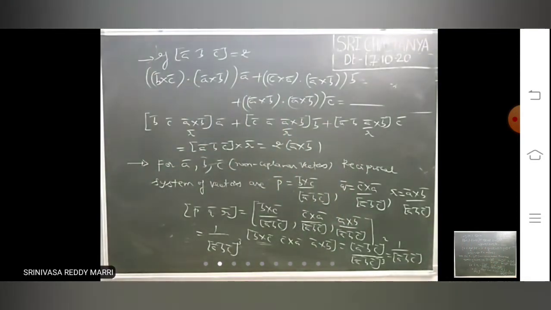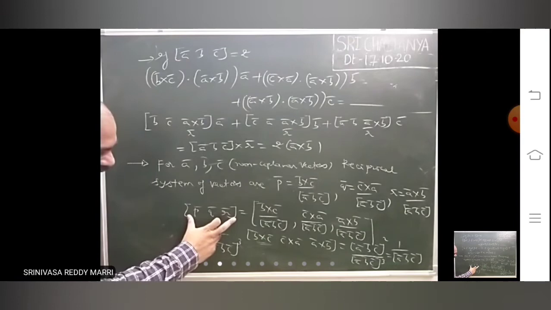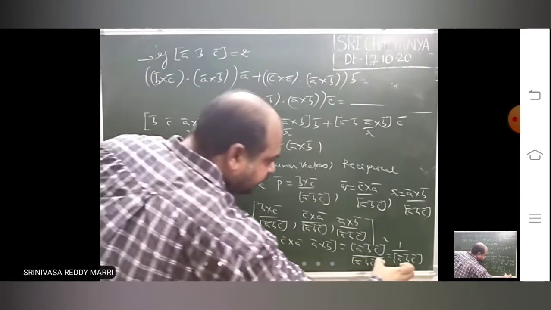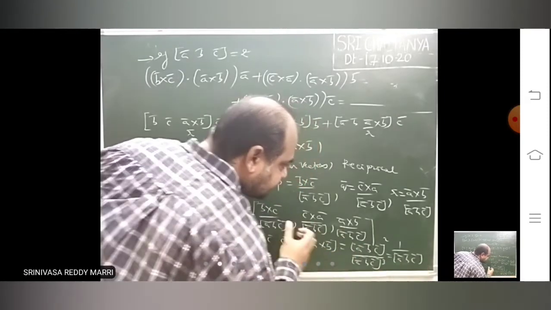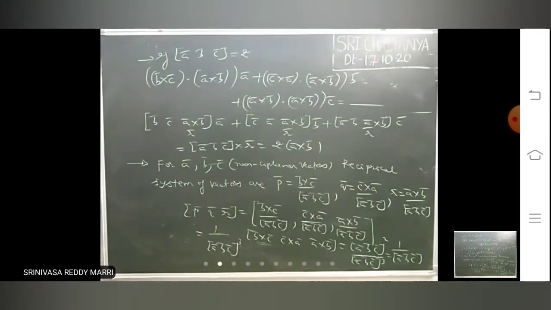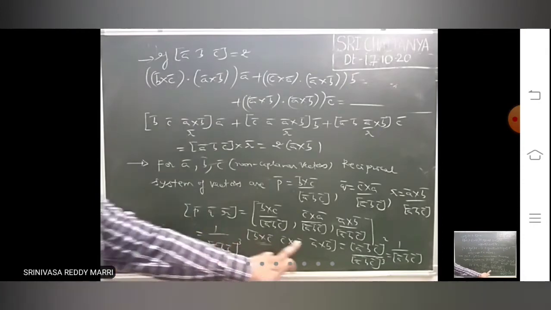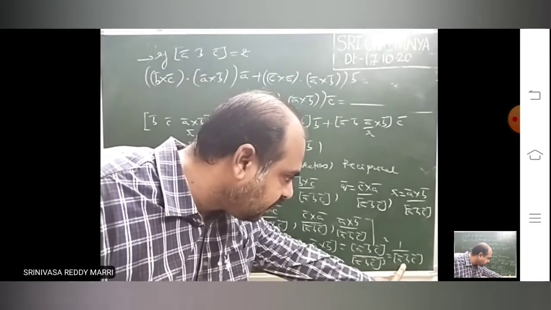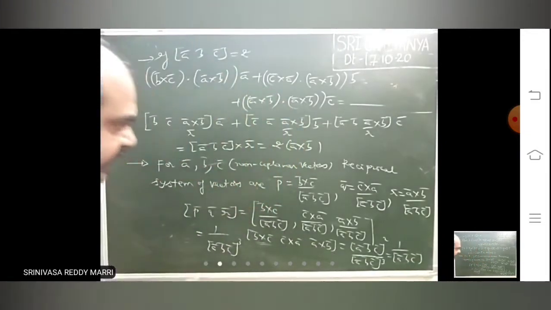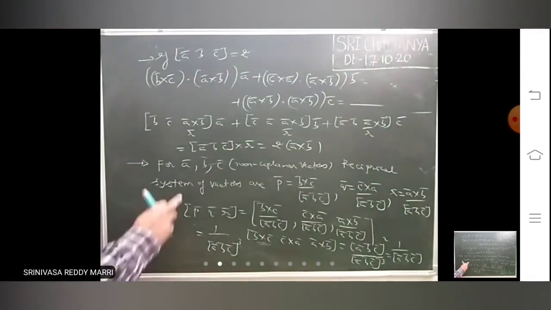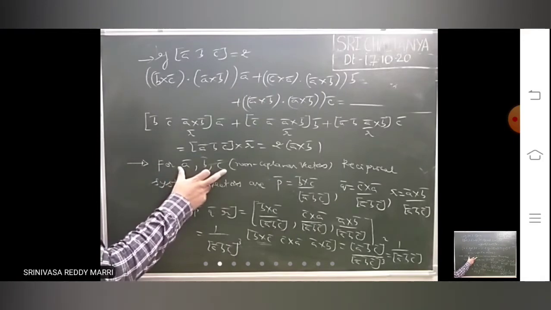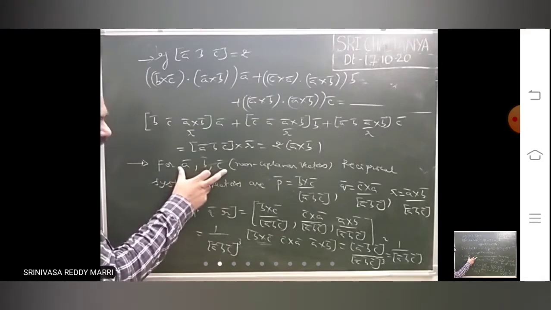1 by box ABC. Look, the scalar triple product of these three vectors is nothing but the reciprocal of the scalar triple product of ABC. That's why they are called a reciprocal system of vectors. That's why these P, Q, R are called the reciprocal system of vectors of A bar, B bar, C bar. In the question, they will give P bar, Q bar, R bar as a reciprocal system.